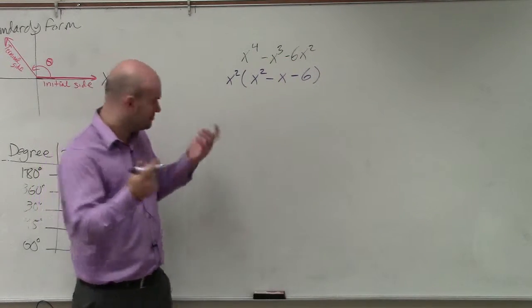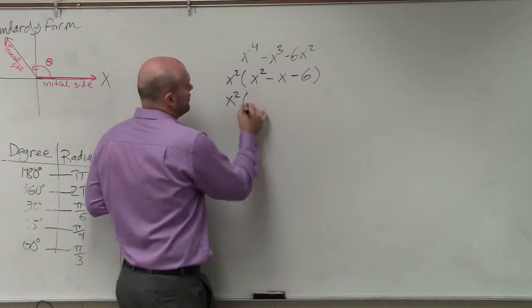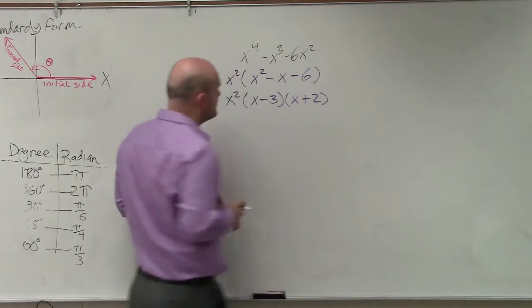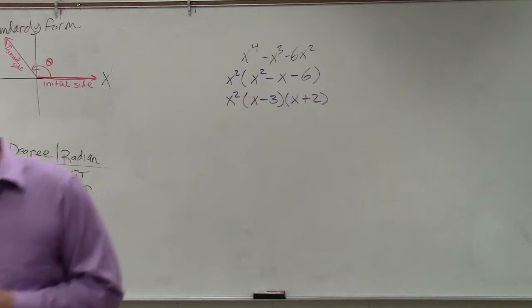That's good. Negative 3 and 2. So my factored form would be x minus 3 times x plus 2. And that's all you guys needed to do for that problem.